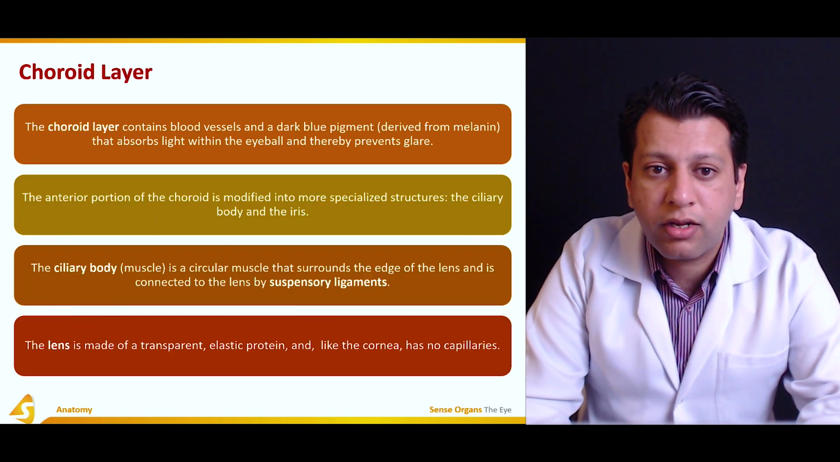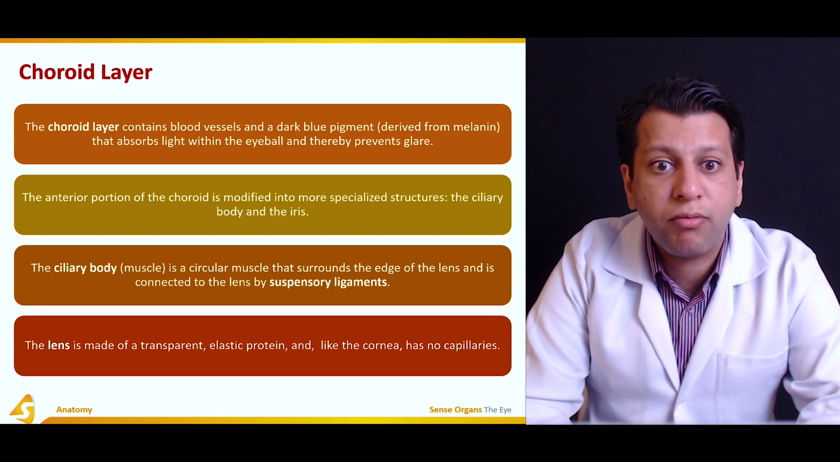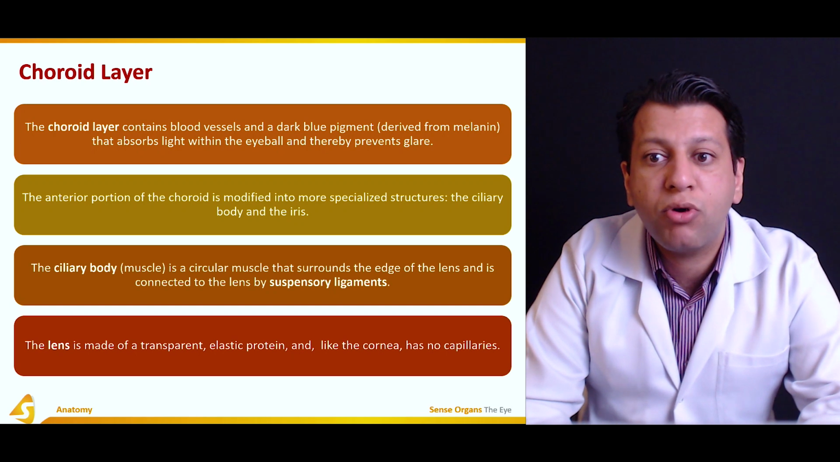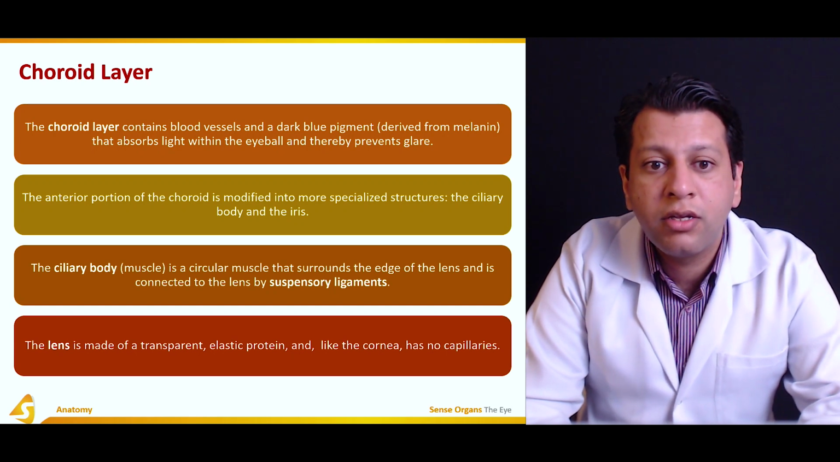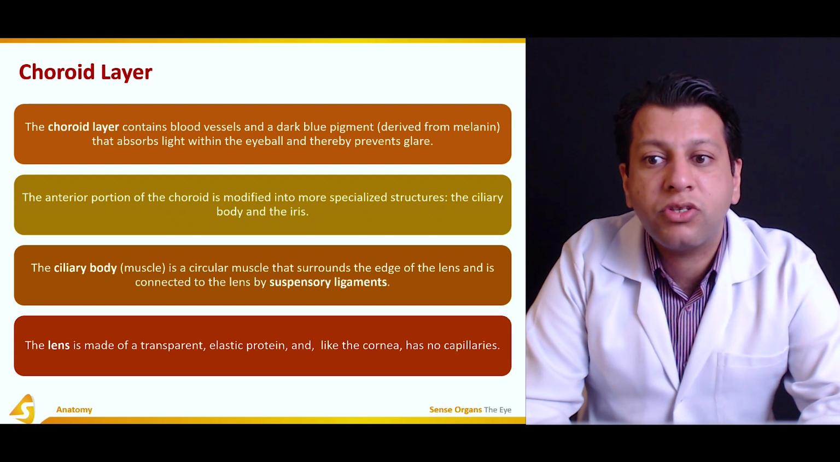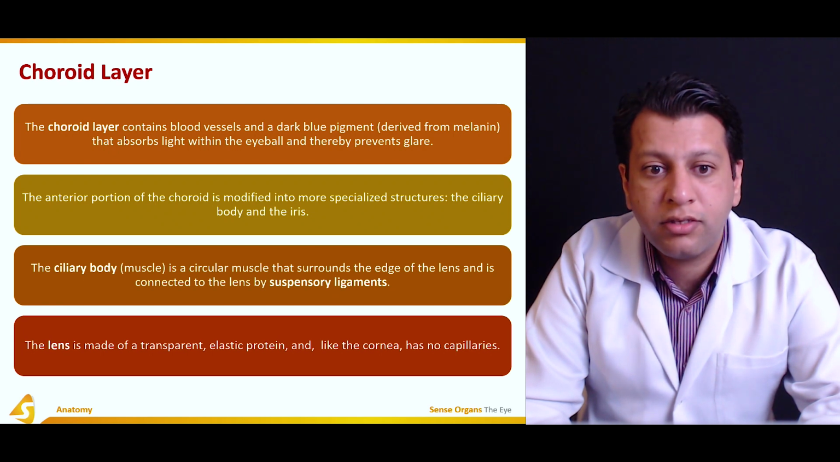Coming to the choroid layer. The choroid layer contains blood vessels and dark blue pigment. It's derived from melanin, absorbs light within the eyeball and thereby prevents glare. The anterior portion of the choroid is modified into more specialized structures, the ciliary body and the iris.